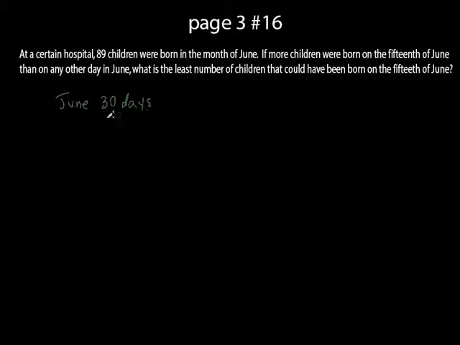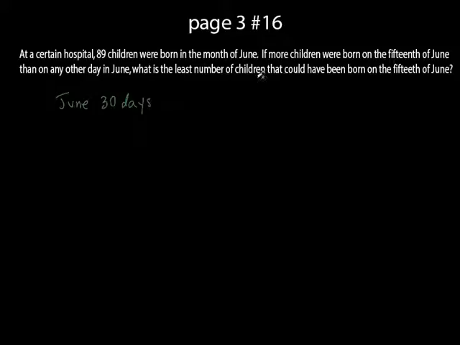We'll use 30 days. So I always remember it: 30 days has September, April, June, and November. It's just a little rhyme. All the rest have 31 except for February, whatever. Then the rhyme kind of goes away. Anyway, June has 30 days. If more children were born on the 15th of June than any other day in June, that means that's the most number of children born on one particular day of the month.